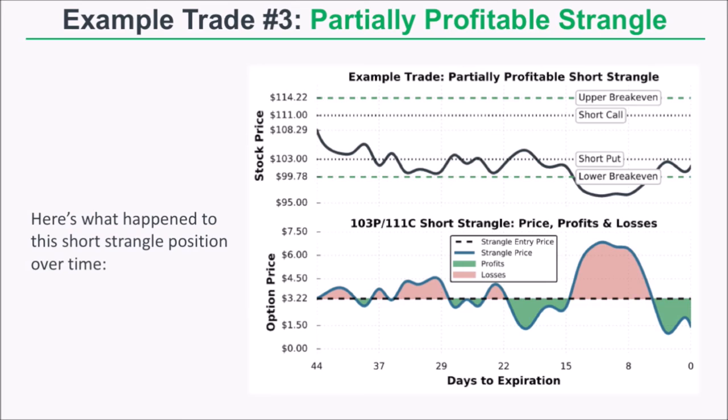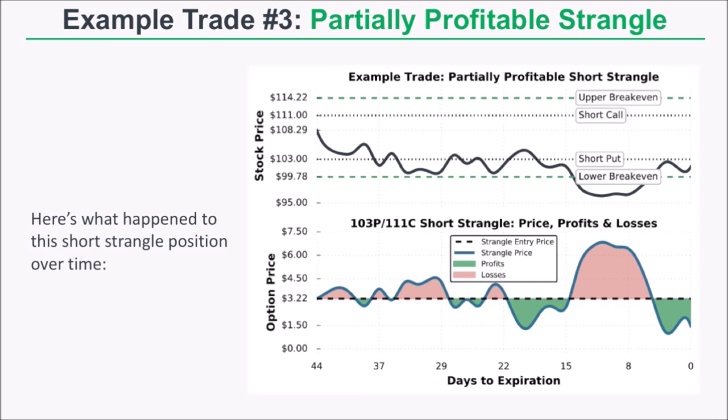Alright, so in the top part of this graph, we're looking at the changes in the stock price relative to the short call, short put, and the break-evens of the strategy. As we can see here, the stock price falls from its initial entry price of 108.29, and at expiration, it is between the short put strike price of 103 and the lower break-even of 99.78.